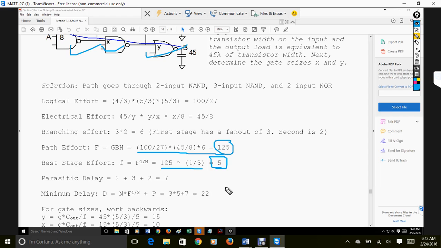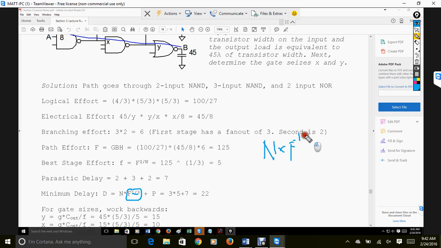Also, we know from our table that we had 2, 3, and 2 for parasitic delay, so we can sum those. So it's 2 input NAND gate, 3 input NAND gate and 2 input OR gate. So that becomes 2, 3, 2, and is 7. So we have the number of stages. If we go back to that previous equation where we get the minimum delay, it was the number of stages times your overall path effort to 1 over n. So remember, it was n times f to the 1 over n, right? Plus your parasitic delay.